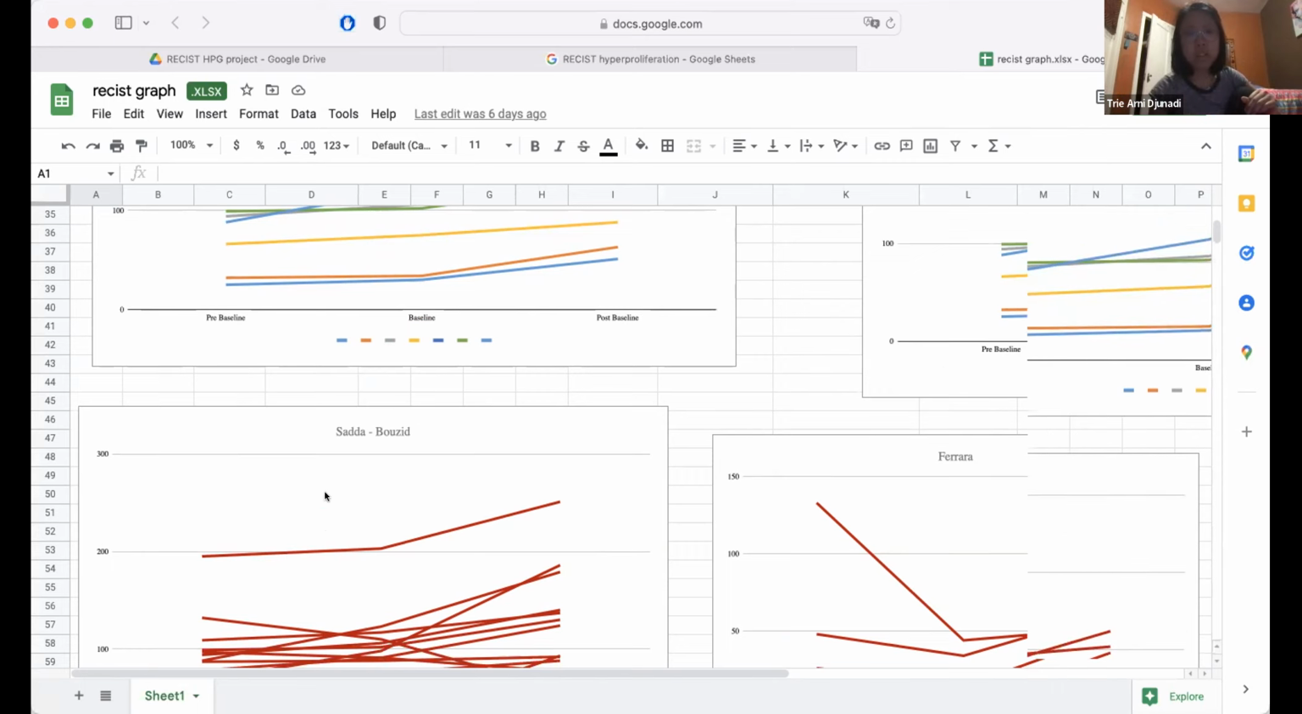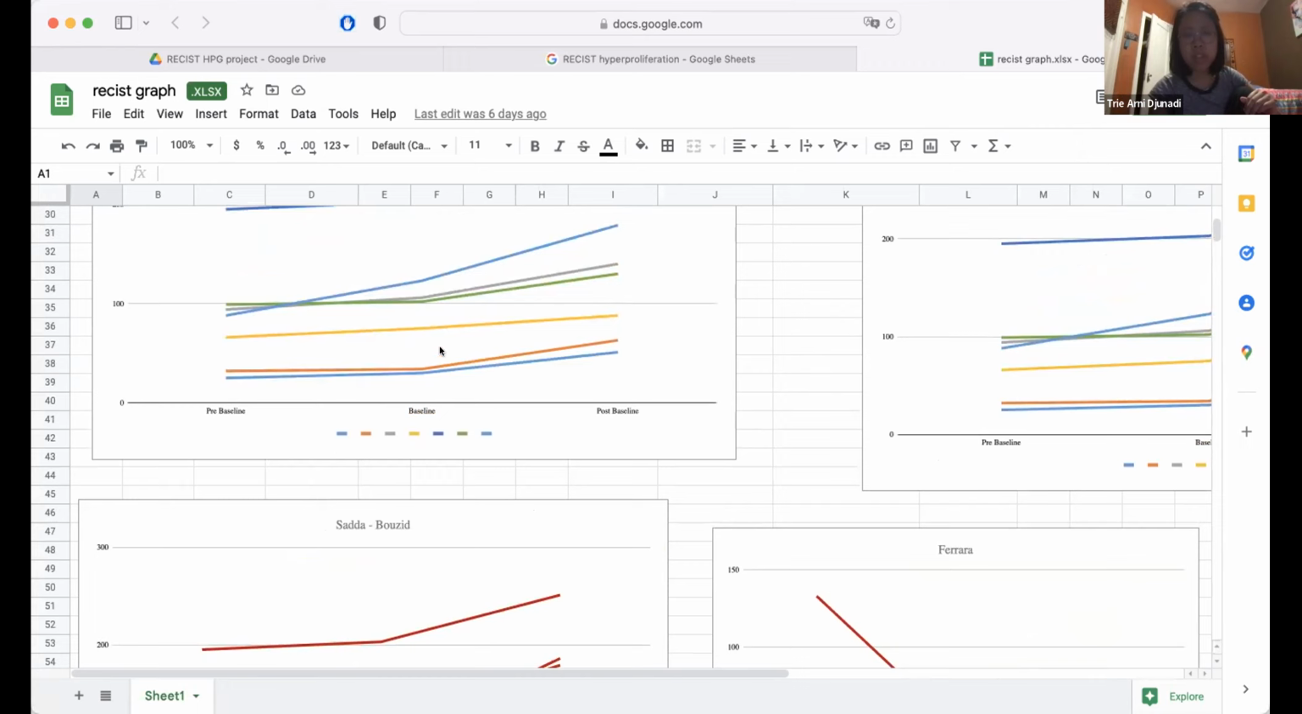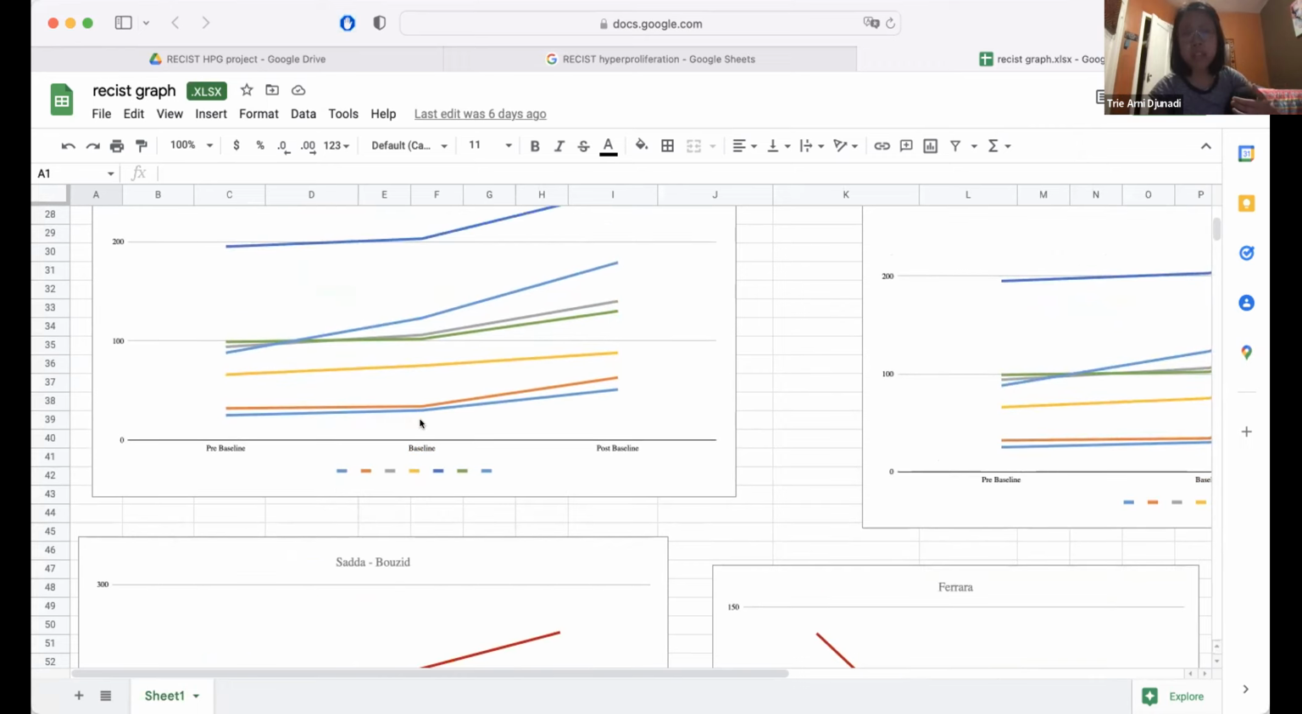So some of it, as you can see, is actually not progressing a lot, because for making this graph, we only put the sum of the target lesions. So that's why we are giving an idea: if we sum the new lesions, will the number increase, like more progressive?